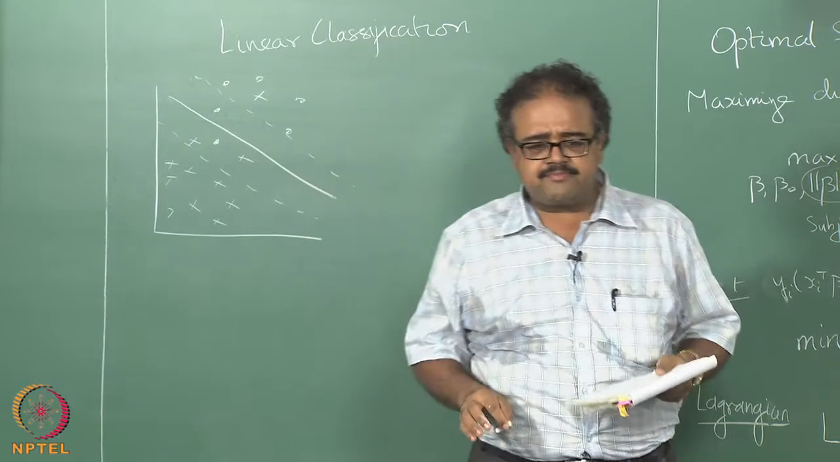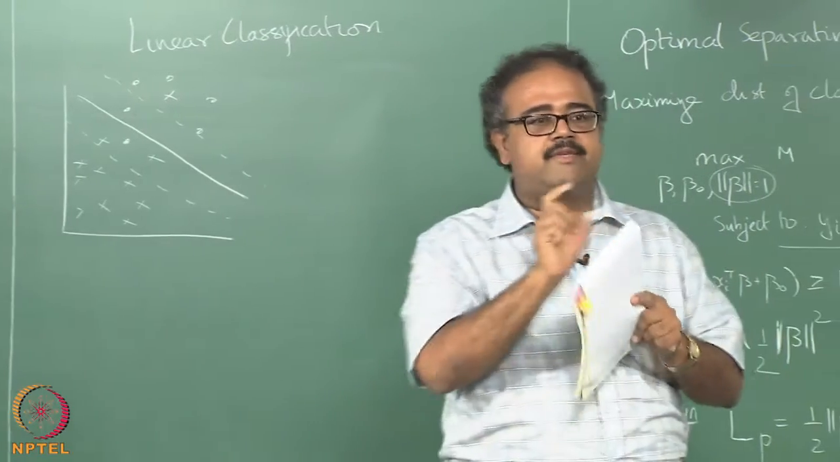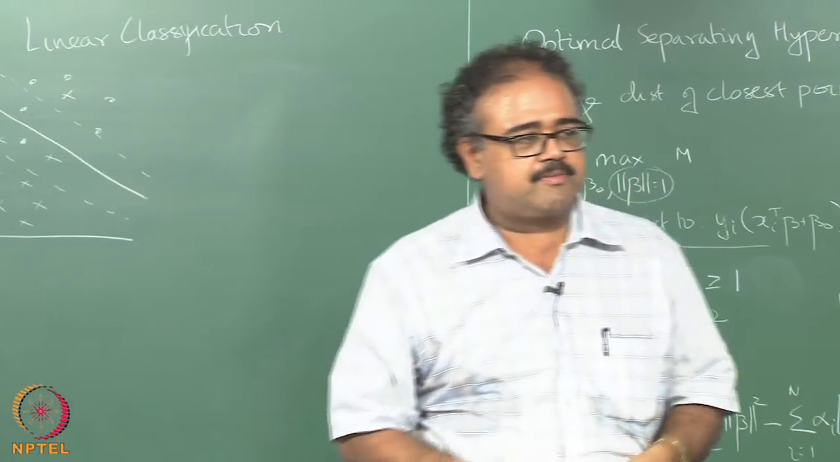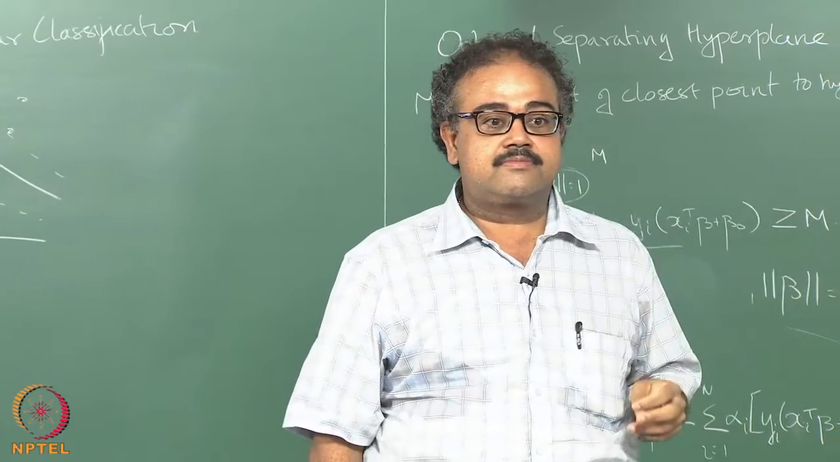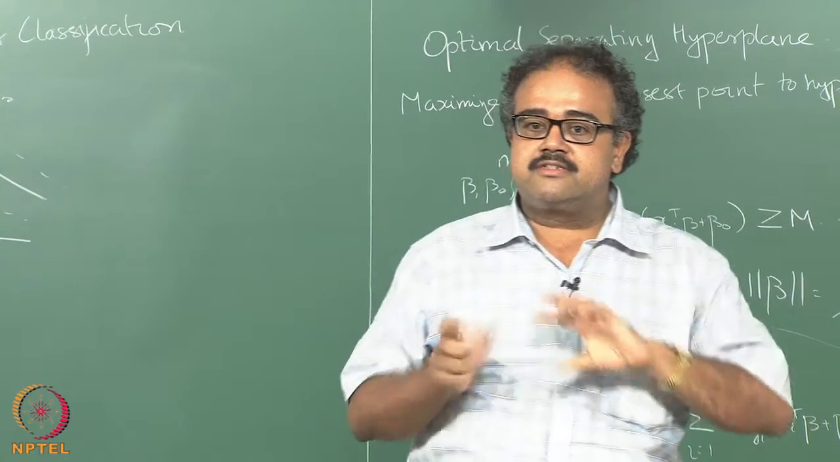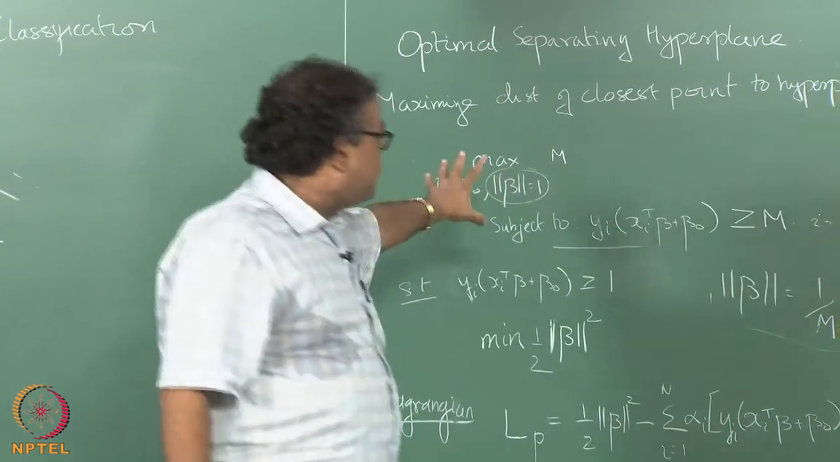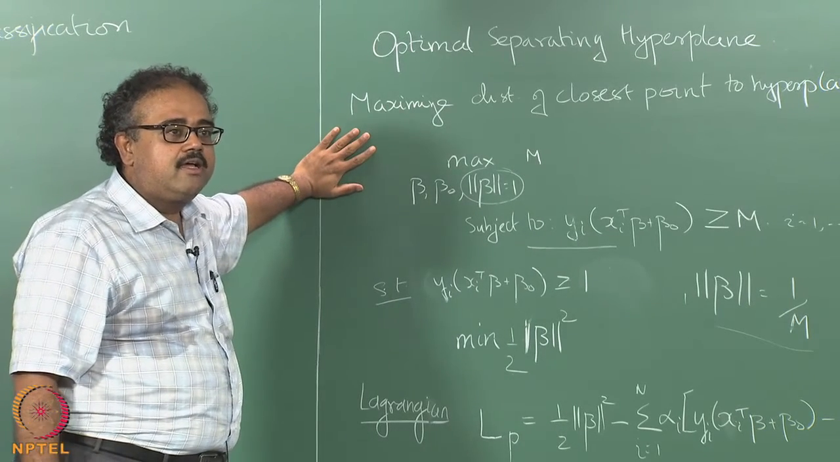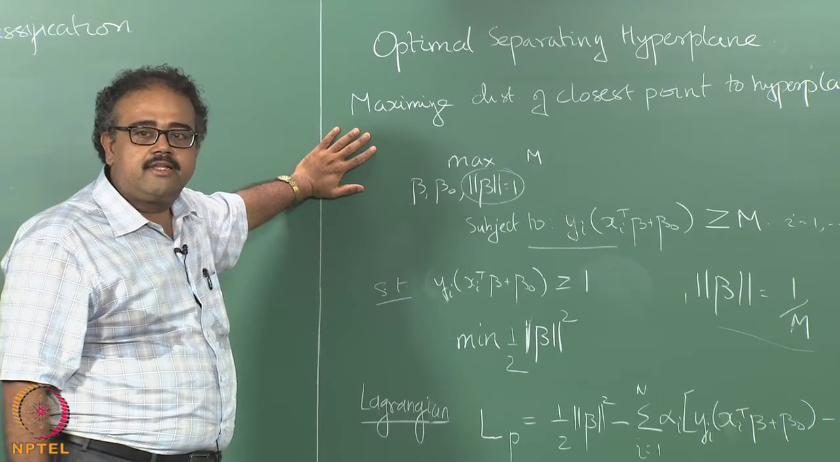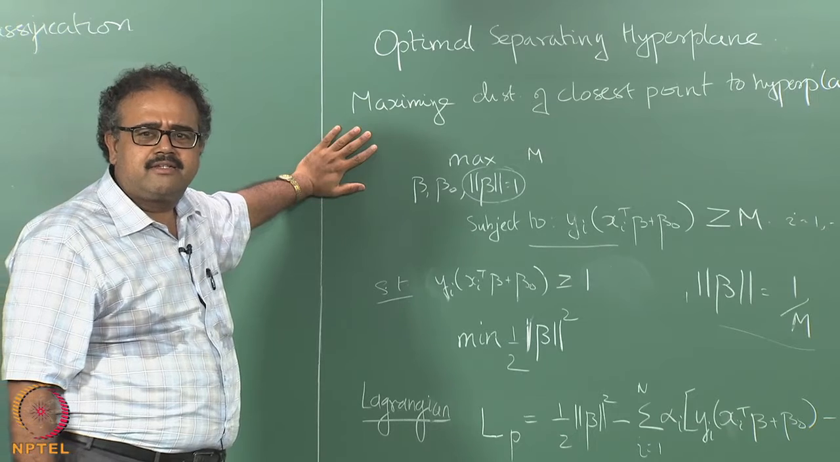Suppose I have some data which is not linearly separable. That's the problem that we had with perceptrons. So what happens if the data is not linearly separable? Perceptrons don't converge. So can we tweak our objective function that we have here to make sure that we can handle non-linearly separable data? Is that the right way of saying it?